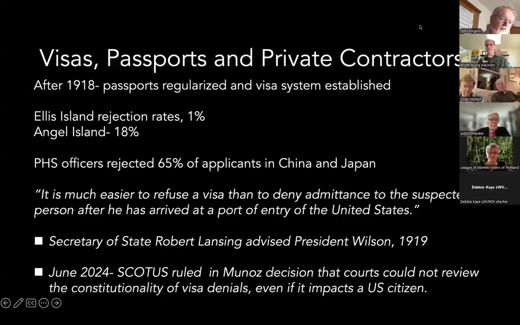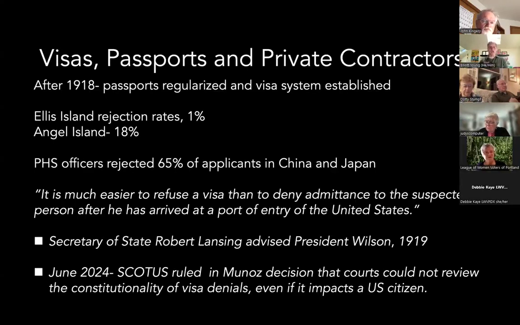We can see how this played out in this statement from Secretary of State Robert Lansing to President Wilson in 1919, who said, "It is much easier to refuse a visa than to deny admittance to the suspected person after he has arrived at a port of entry of the United States." In other words, the government recognized that preventing people from getting to the shores of the US was an easier way to exclude people. And we can see that that continues to this day, where most exclusion is actually happening not at the border, but before people even can leave their home countries.